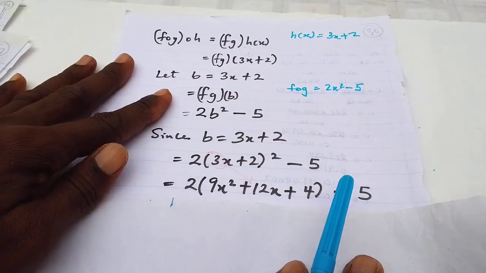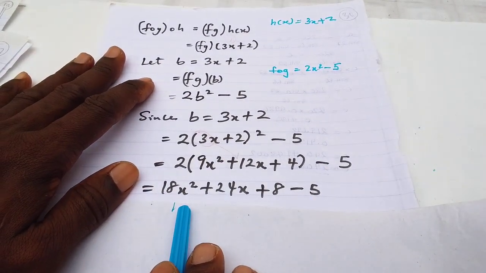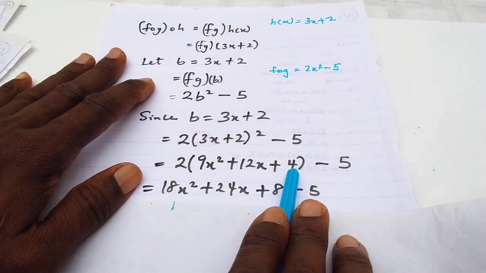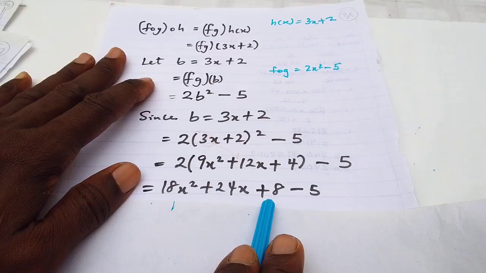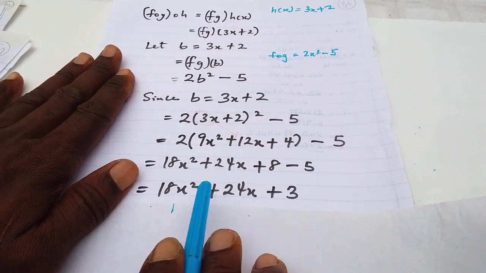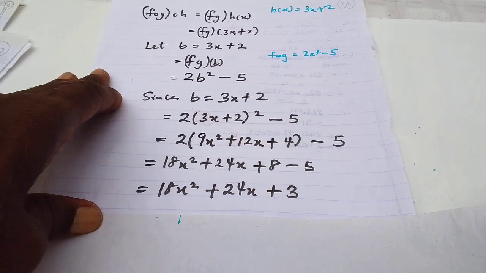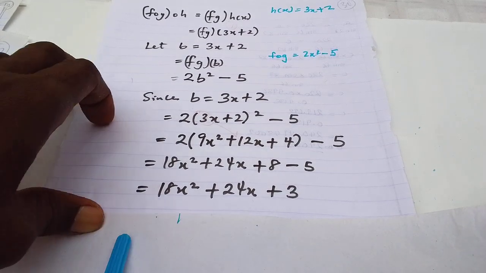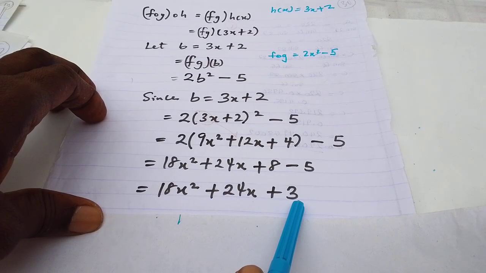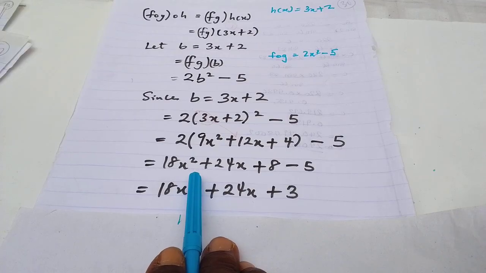So now let's open the bracket. When you open the bracket, 2 times 9x squared is 18x squared. 2 times 12x is 24x. 2 times 4 is 8, then minus 5. So you can subtract: 8 minus 5 gives us 3. So the composite mapping of fogoh is now 18x squared plus 24x plus 3. So that's the way proven from the left hand side.